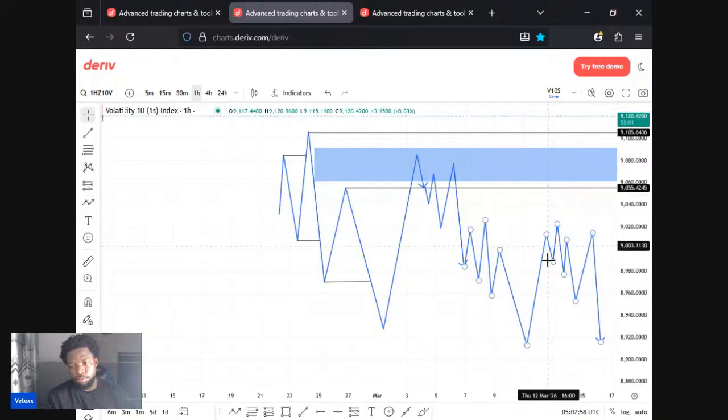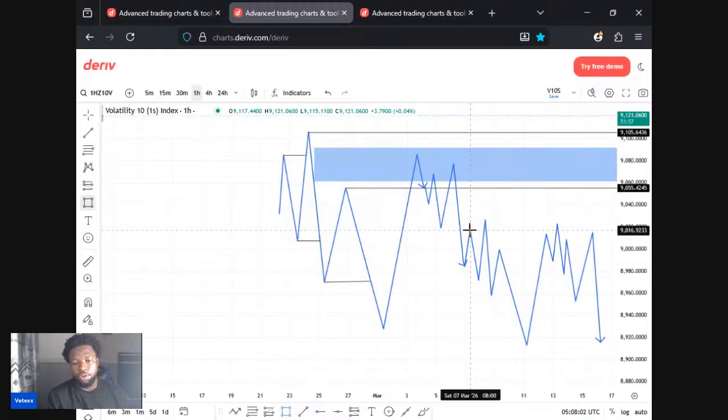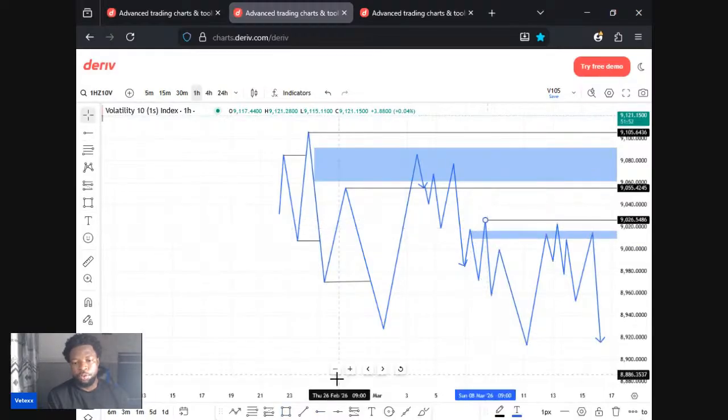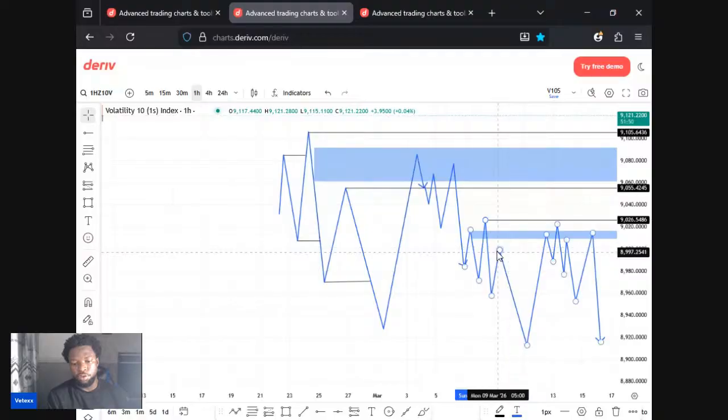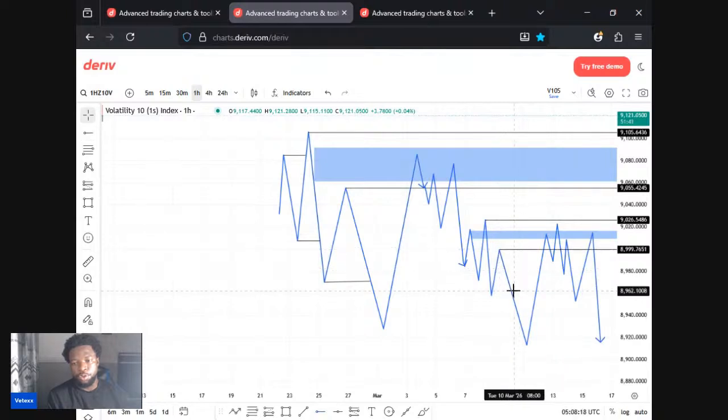So it's basically you're looking for continuation, continuation, continuation to the downside. Once you get your structure, you get your continuation. On the 4 hour time frame, you go to the 1 hour or 30 minutes and look out for your continuation. That's how you keep it up. The target is taken out.